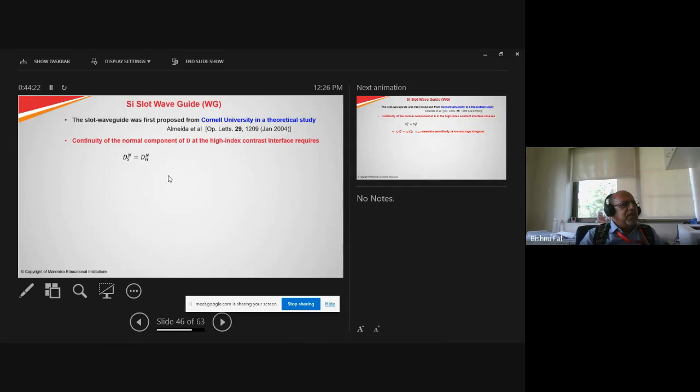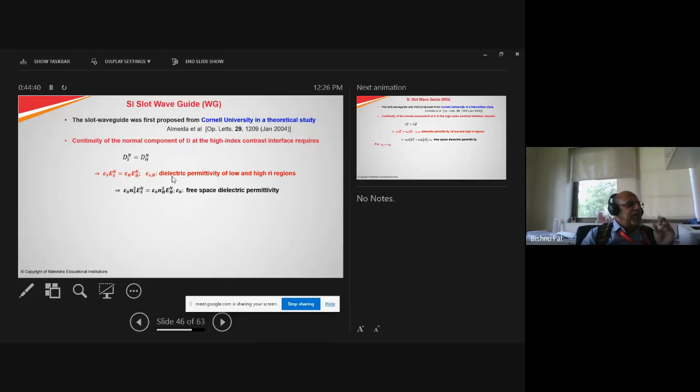Continuity of the normal component of D at the high index contrast interface requires that these two be equal, the normal component in the low refractive index and the high refractive index region. Then you convert it into an electric field, and by plugging in the refractive indices of the two regions, silicon higher, slot region smaller, you can show that for NS much smaller than NH, if the contrast is high, the normal component of the electric field in the low index slot, ES, is higher than the field in the high index silicon, EH, by a factor of NH squared over NS squared.